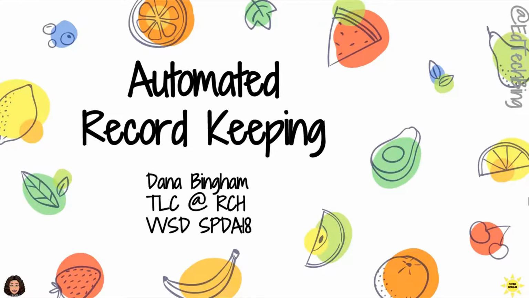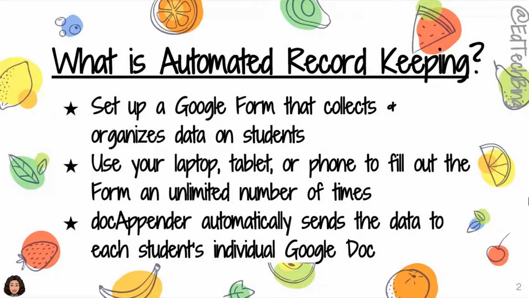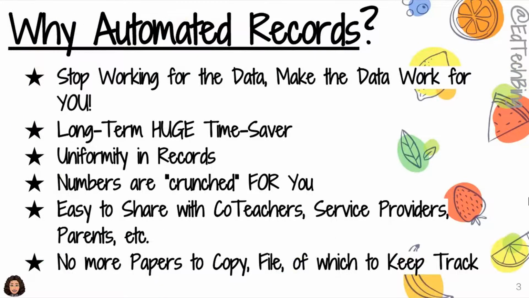With automated record keeping, you set up a Google form that supports you in collecting and automatically organizing various types of data on students. You may use your laptop, tablet, or even your phone to fill out this Google form an unlimited number of times. The add-on DAC Appender automatically sends this data to each student's individual Google Doc. Automated records allows you to stop working so hard for the data and finally make the data work for you.